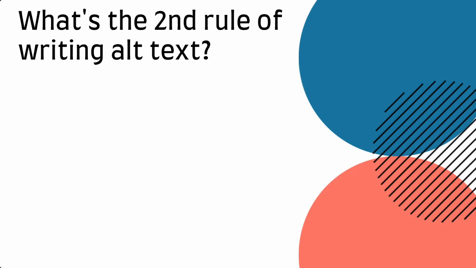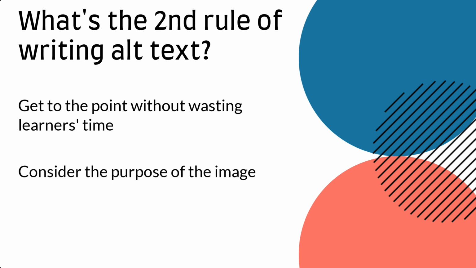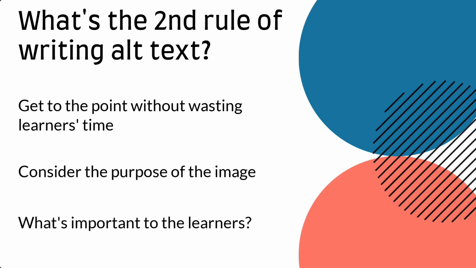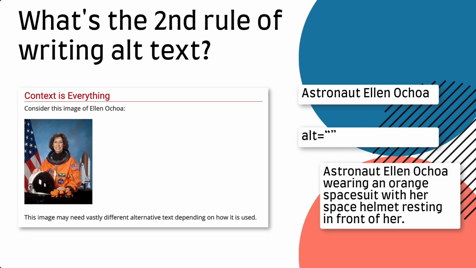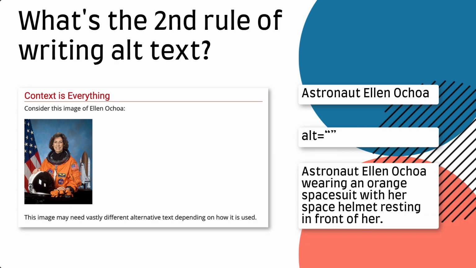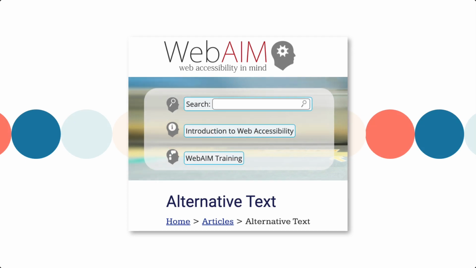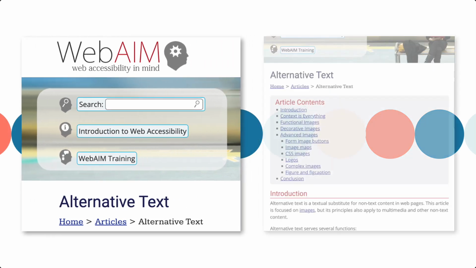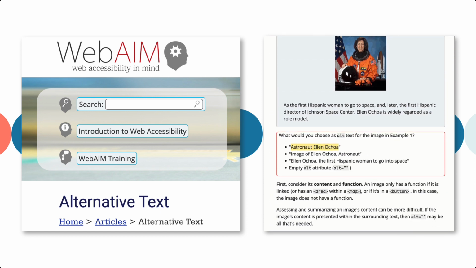So what's the second rule of writing alt text? It's to write them well. As they say, a picture paints 1,000 words, but you also want to get to the point without wasting the learner's time. So you need to consider what purpose the image has, and therefore what elements of that image are important to the learners. In fact, one image can have many different alt text descriptions based on the audience, the context, etc. We really like WebAIM's article on this topic because they go through several examples with the same image to show how the alt text may change based on the context. Definitely check it out.